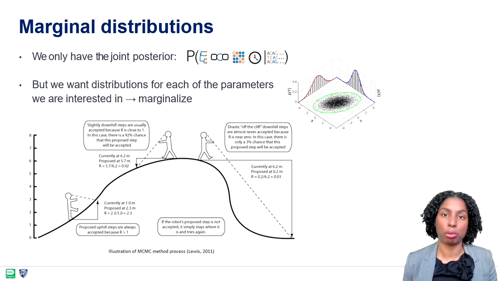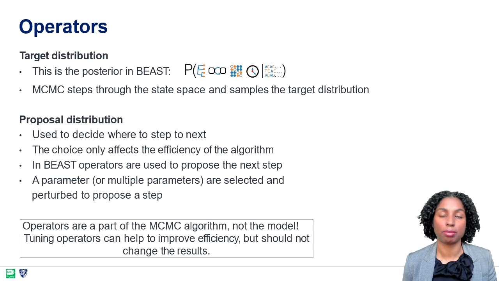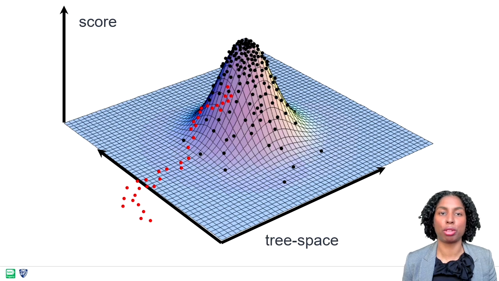If a proposed step will take the robot uphill, with the quotient R greater than 1, it automatically takes the proposed step. The operators in BEAST are used to propose the next step, and tuning them helps the MCMC step through the state space and sample the target distribution. This process of proposing a new state, calculating the acceptance probability, and either accepting or rejecting the proposed move is repeated many thousands of times. The samples from the Markov chain form a valid, albeit dependent, sample from the posterior probability distribution.